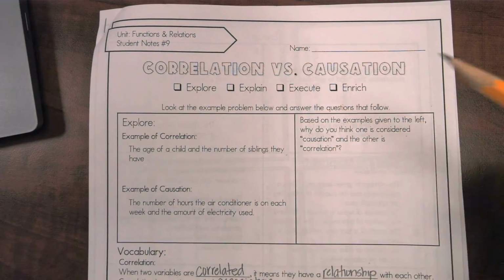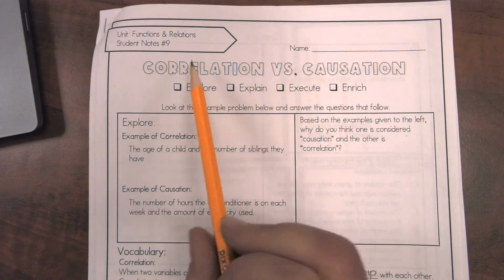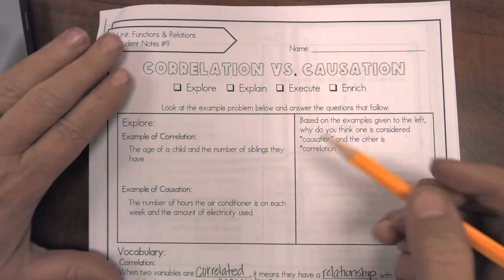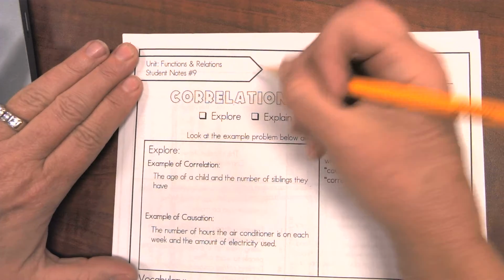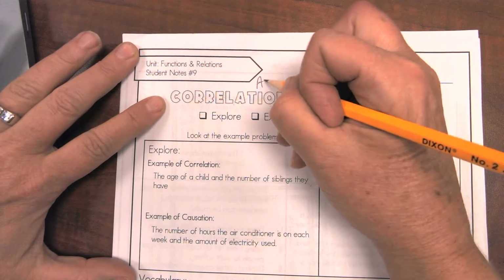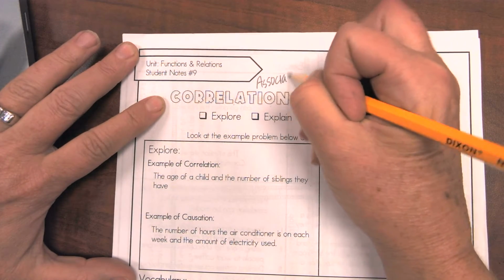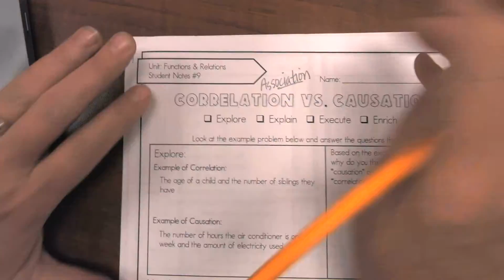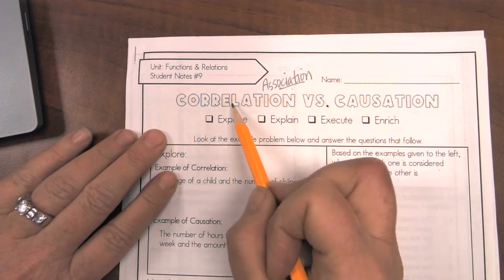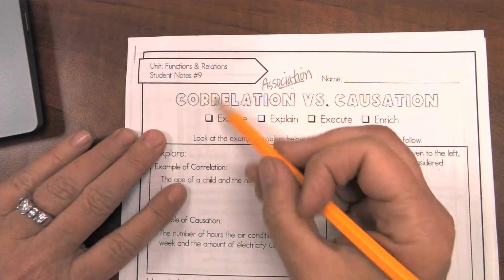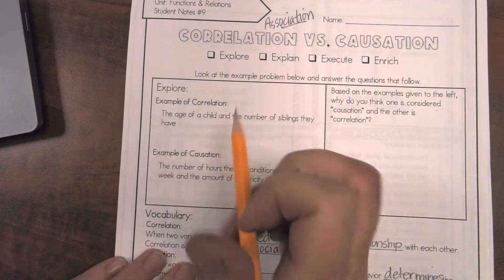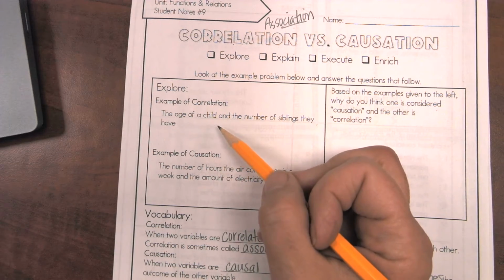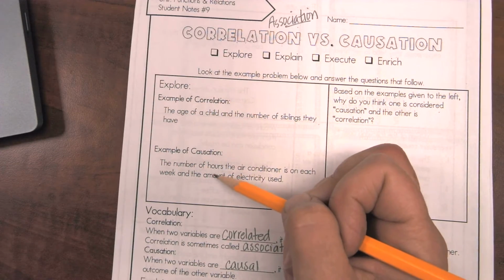Hello, mathematicians. Today you're going to learn the difference between a correlation and a causation. As you do some of these worksheets, you're going to notice that a correlation is also sometimes called an association. You're going to see these two terms used interchangeably. Association and correlation mean the same thing. First of all, you're going to explore and think about what you think a correlation or a causation might be.